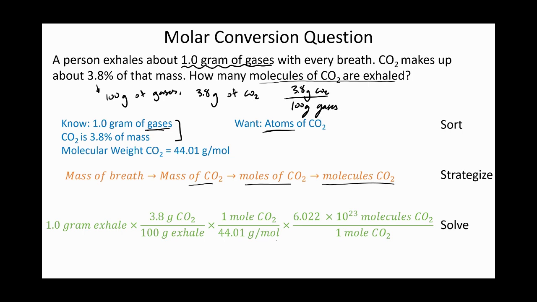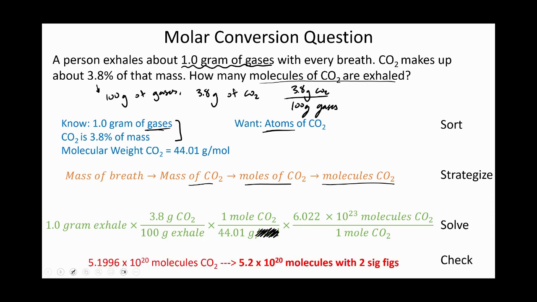You're going to divide by the molecular weight, 44.01 grams. And for our purposes, we can get rid of that moles because that's what we have on top. So you divide by the 44.01 grams. You're going to multiply it by Avogadro's number, that says that there's 6.022 times 10 to the 23rd molecules of CO2 per mole of CO2. And you end up with an answer like this. You have 5.1996 times 10 to the 20th molecules.